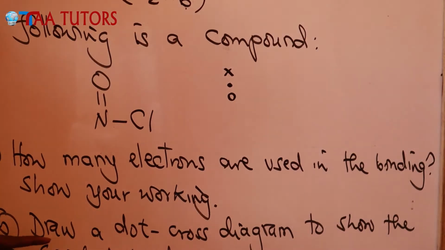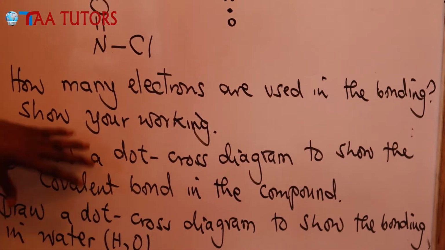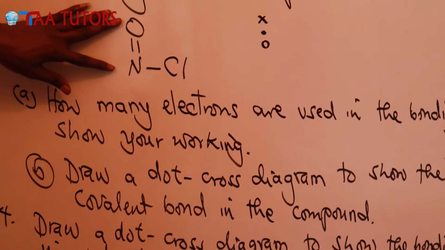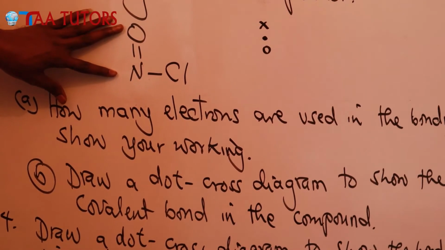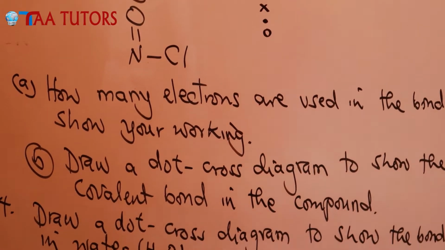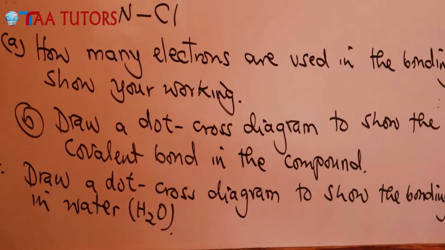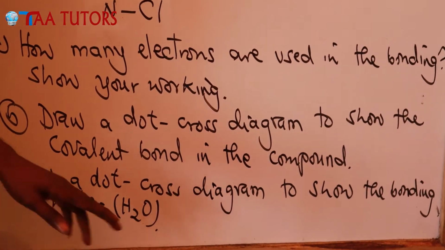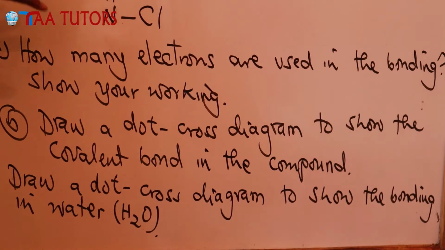And then I also want you to draw a dot cross diagram to represent the displayed formula we have indicated here. Then finally, draw a dot cross diagram to show the bonding in water. So please try these questions.